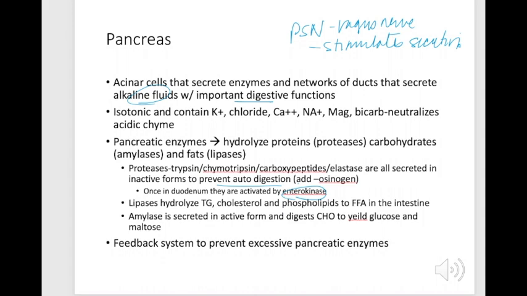So pancreatic amylase is secreted in active form and digests intestinal carbohydrates by cleaving the alpha-1,4 glucosidic bonds to yield glucose and maltose. Pancreatic lipases hydrolyze triglycerides, cholesterol, and phospholipids down to free fatty acids in the intestine. There's a feedback mechanism that inhibits the secretion of more pancreatic enzymes.